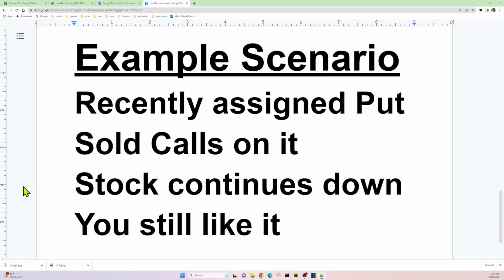I start thinking about strangling in this situation. I've been assigned on a put and have my initial position. Then I'll sell covered calls on that position. And then the stock falls further, but I still like the stock. Nothing significant about the company's long-term prospects will have changed, and the reasons I bought it are still in place. At that point, consider selling more puts to build out your position, which results in a strangle.